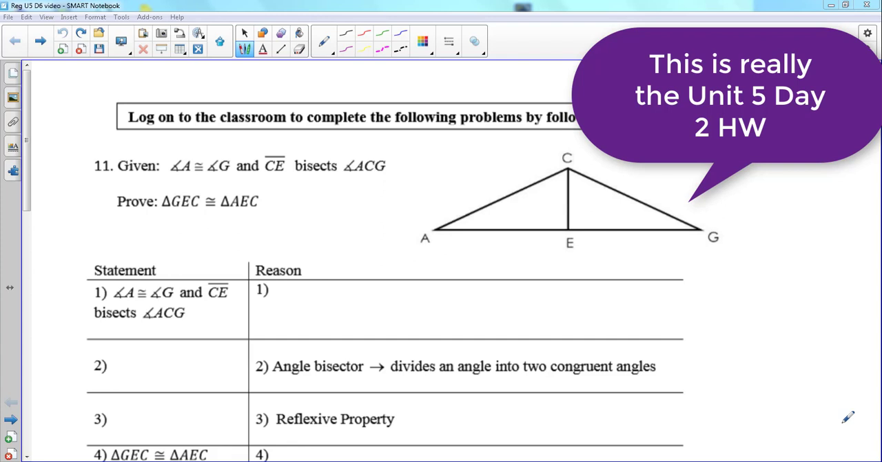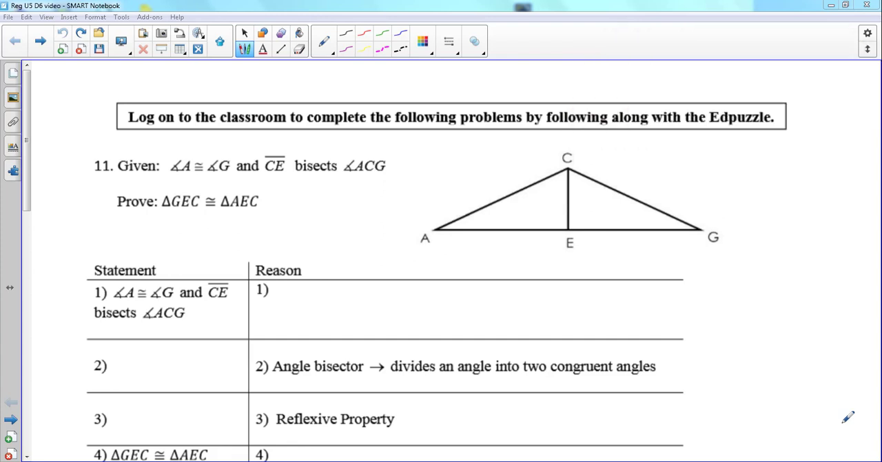Now that we've taken a look at how to identify which congruence method to use to prove triangles are congruent, remember there are 5 of them. There's side, side, side, side, angle, side, angle, angle, angle, side, and hypotenuse leg, which also requires you to have a right angle. Now we are going to give you a taste of what a fully written out proof looks like.